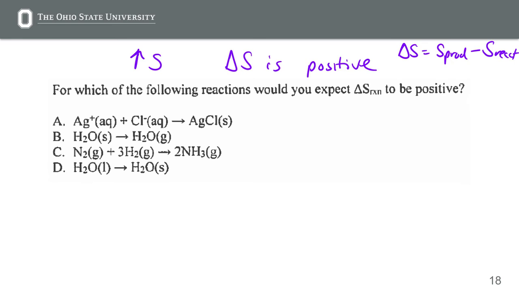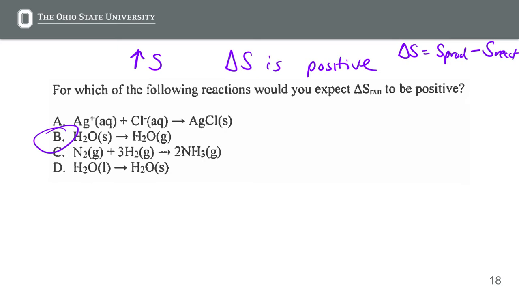I think A, B, C, D. All right, yeah, so most people said B. So in A, we're going from 2 aqueous ions to a solid. That's going to be a decrease in entropy. Solid has less entropy than aqueous ions.